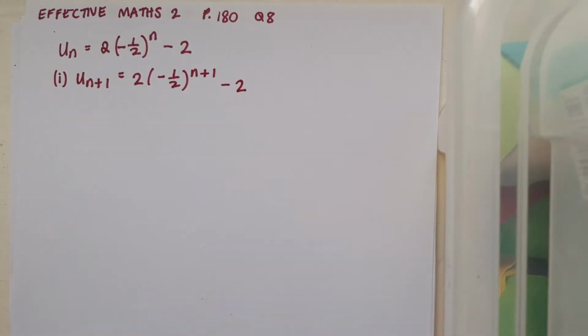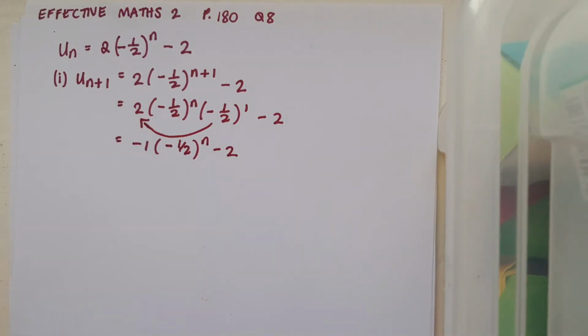So starting with u_(n+1), I'm just going to replace the n with n plus 1. I'm going to use indices to tidy this up a little bit. And of course, minus a half to the 1 is just minus a half. So I can multiply that directly by the 2 at the start. So it tidies up to minus 1 times minus a half to the n.